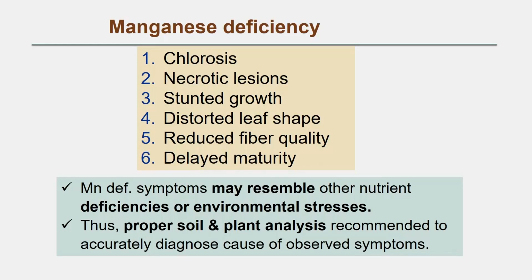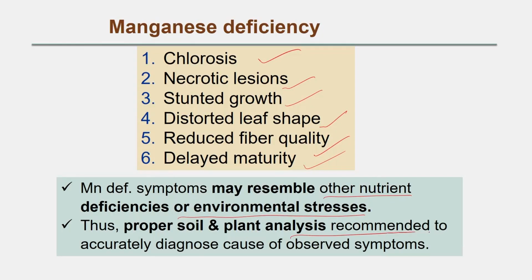Let us check the deficiency symptoms of manganese in jute crop. So, chlorosis is the number one symptom, then necrotic lesions, stunted growth, distorted leaf shape, reduced fiber quality, and of course delayed maturity. Manganese deficiency symptoms may resemble other nutrient deficiencies or environmental stresses. So, many times these deficiency symptoms of manganese or any nutrient can be very confusing also. Deficiency symptoms of one nutrient can resemble the toxicity symptom of another nutrient.